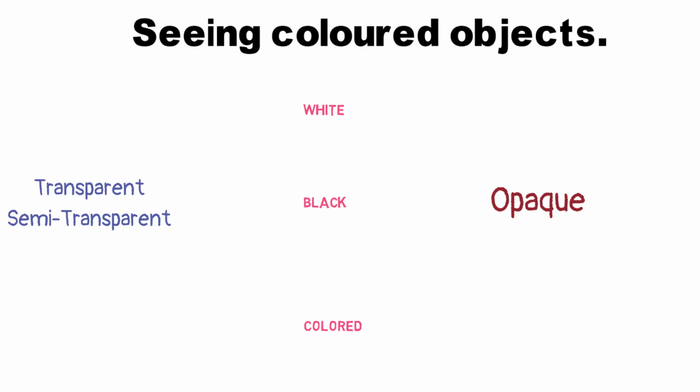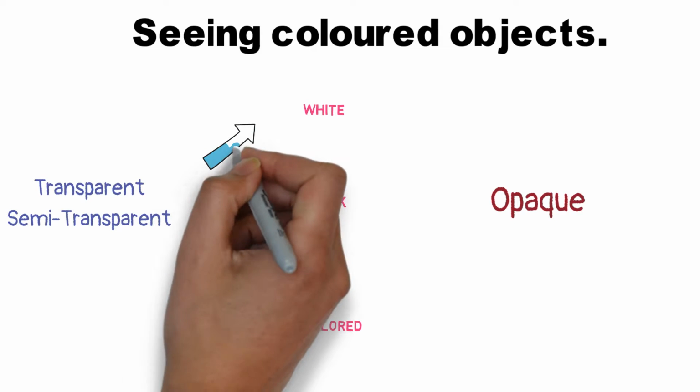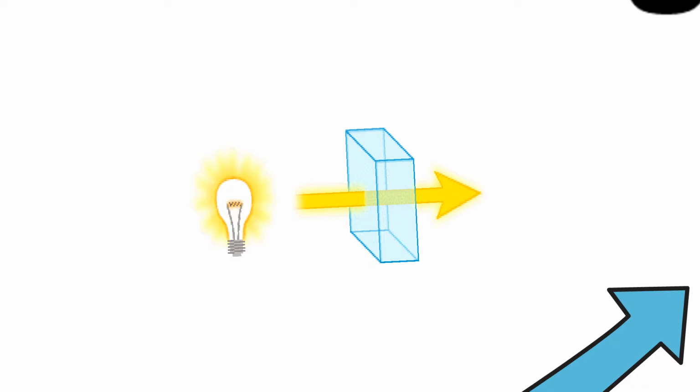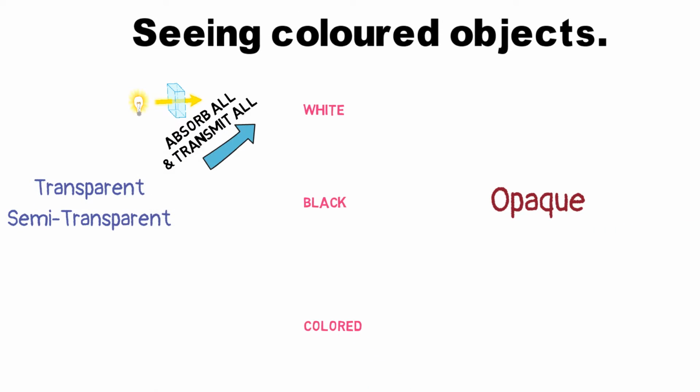Starting with the white. If we have a white transparent object, what will happen to the light when it falls on this object? The white object will absorb all of the 7 spectrum colors and also transmit all. Transmit means here pass through, it doesn't reflect the light. White transparent object again absorbs all of the 7 spectrum colors and transmits all of the 7 spectrum colors.